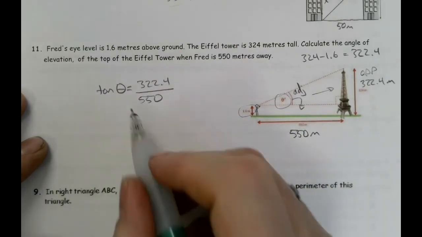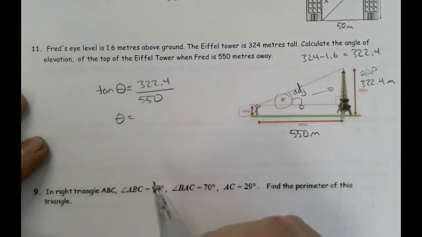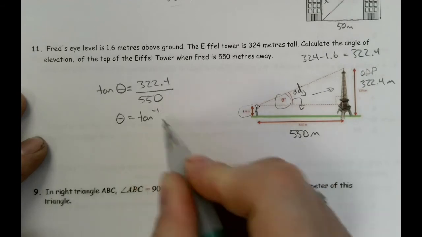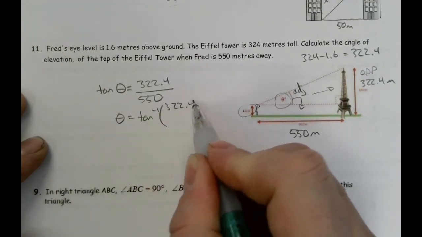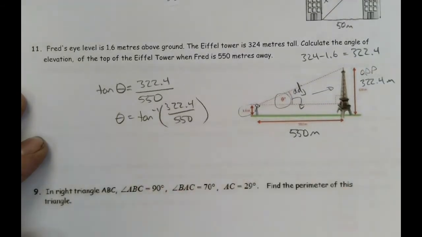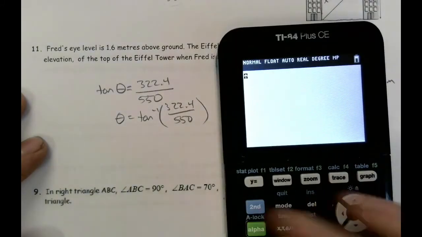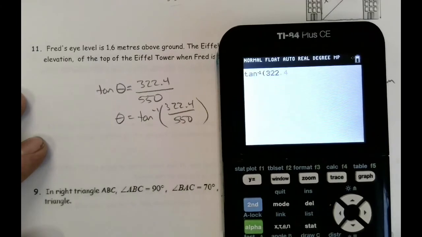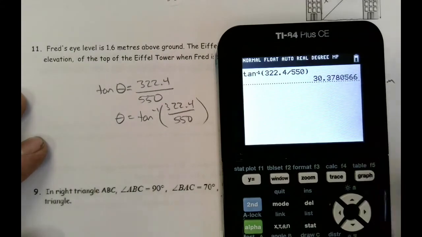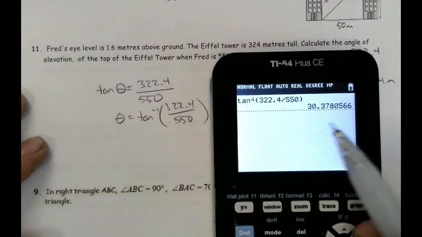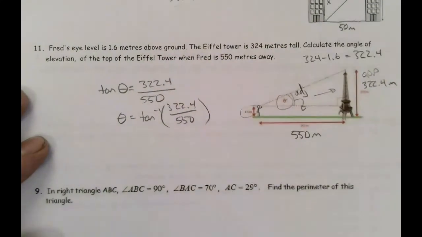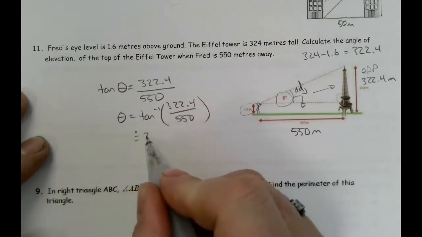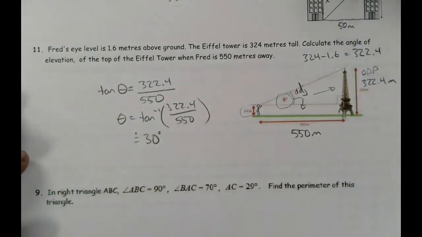And so theta, because I know what the ratio is, but I don't know the angle, I have to use the inverse tangent of 322.4 over 550. Pull in my calculator, second tangent gets the inverse function activated, 322.4 divided by 550. And what is it? Okay, I'm going to assume it's to the nearest degree. And to the nearest degree, that's 30 degrees. So approximately 30 degrees.